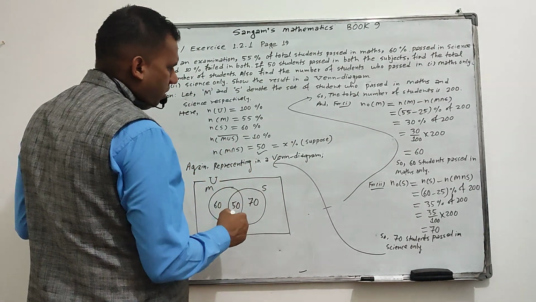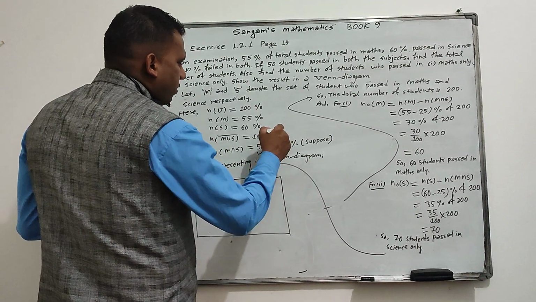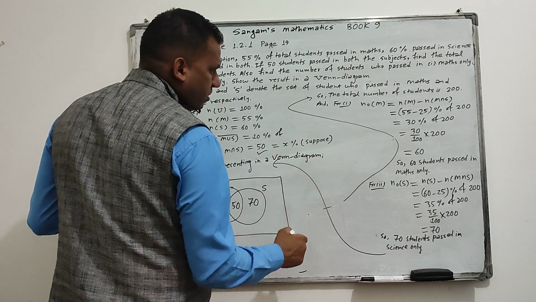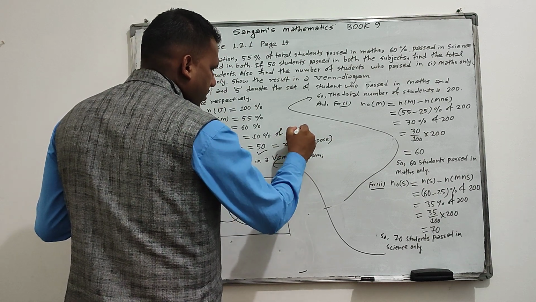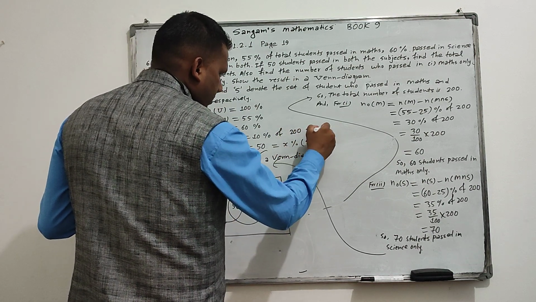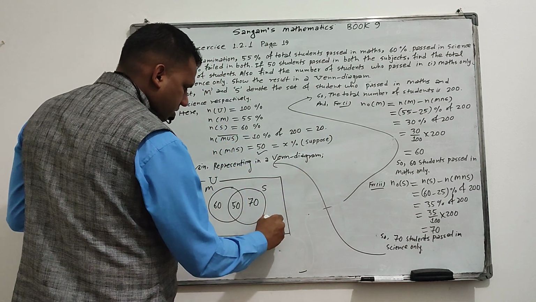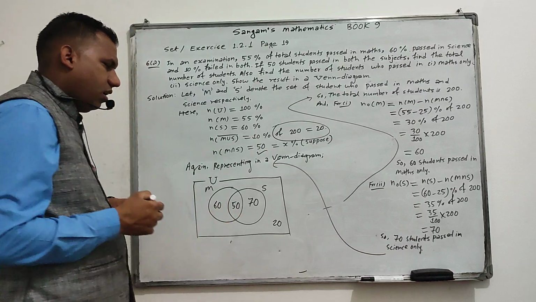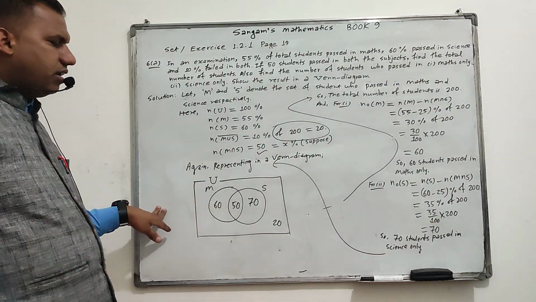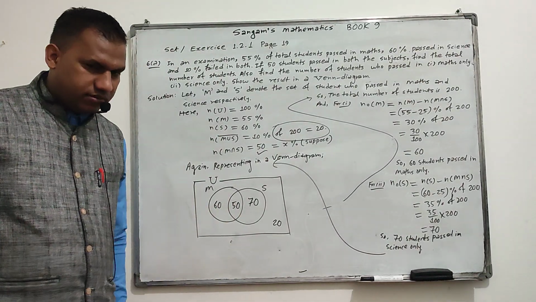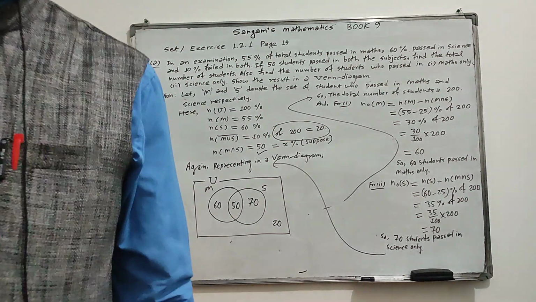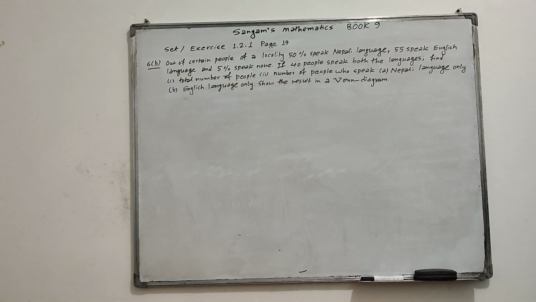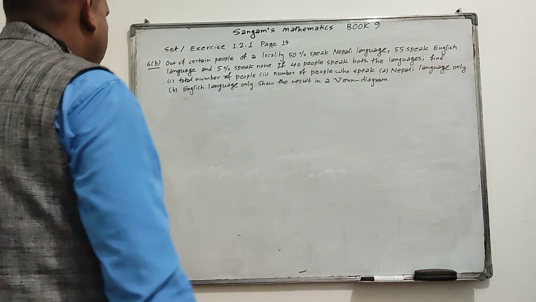10% of 200. 10% of the total students, 200, that is 20. So outside, 20. Okay, this is the required Venn diagram. Okay, students, now the question of 6b.